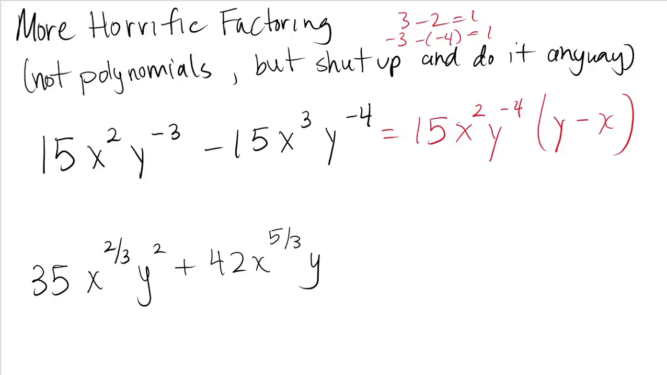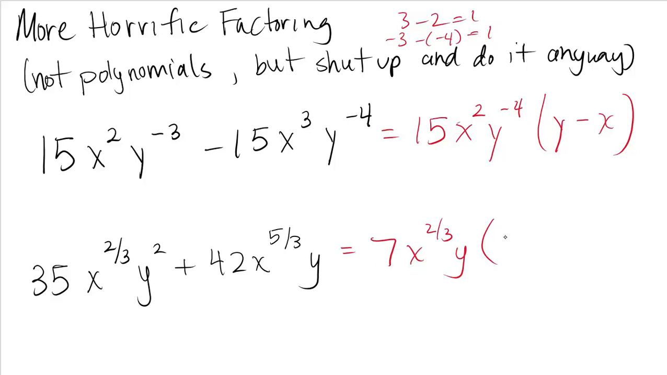The second example has fractions instead of negative numbers, but the concept is the same. You might even find this easier because there aren't any negatives. Start with the numerical part of the GCF. Both 35 and 72 are divisible by 7. Here's the weird part. I've got an x to the 2/3 and an x to the 5/3. Well, 2/3 is definitely the smaller of the two. And then with the y's, we've got y squared and y to the first. We want to pull out the smaller of those two. There's my GCF. Now I ask myself, what would I multiply that GCF by in order to get each term?